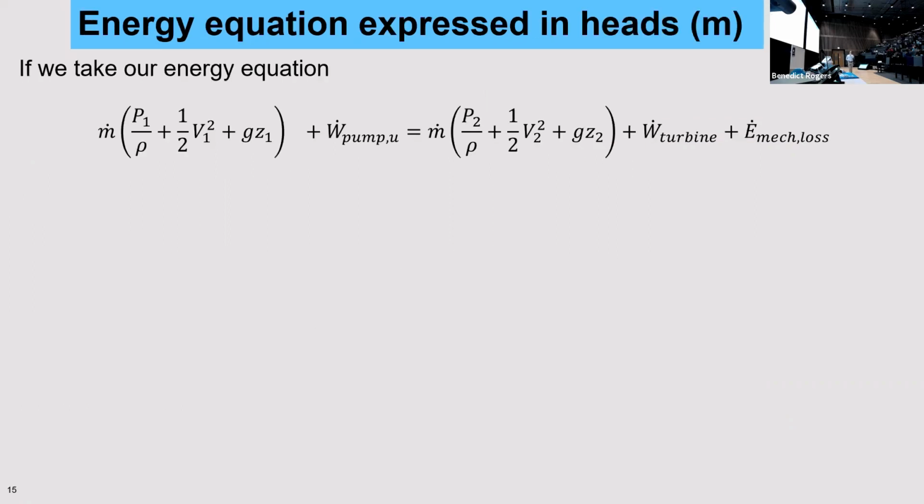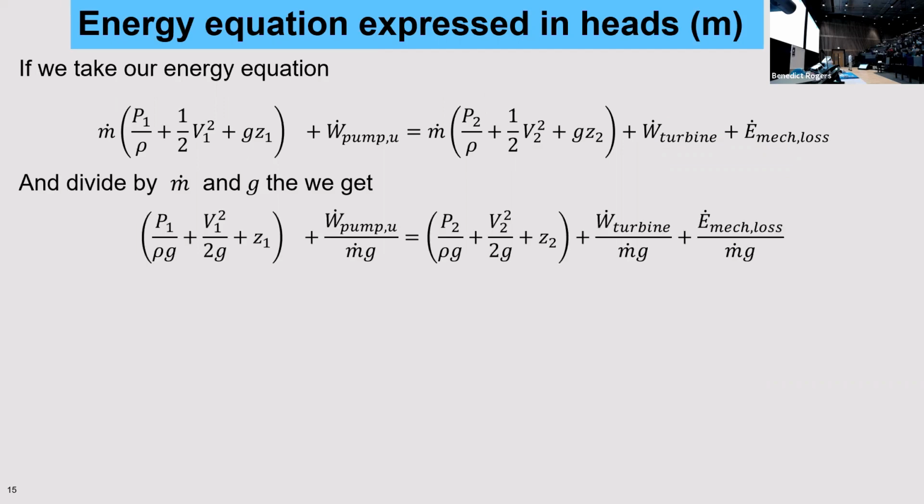Well, if we take our energy equation and we divide through by the mass flow rate and by gravity, we get this equation. It's the same equation; I've just divided through by m dot and g. You can see now I've got these terms. These should be familiar to you. This is the Bernoulli equation expressed in terms of meters, or head. The same here. Dimensionally, all of the terms here must have the dimension of meters.